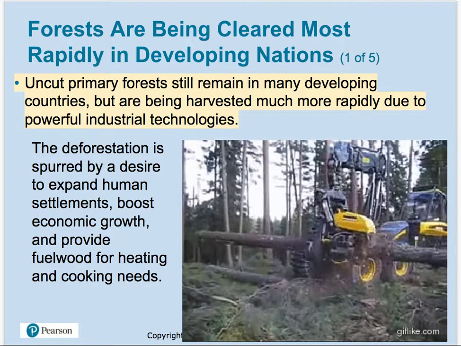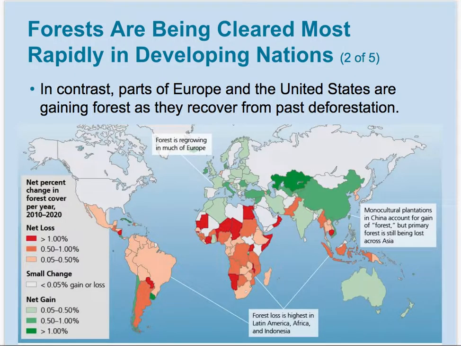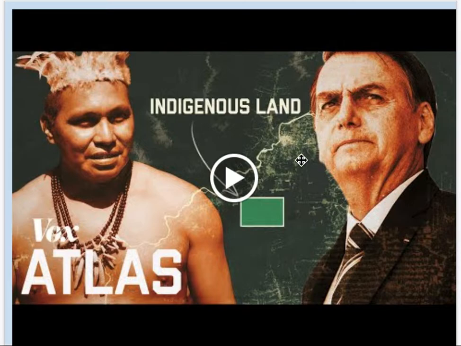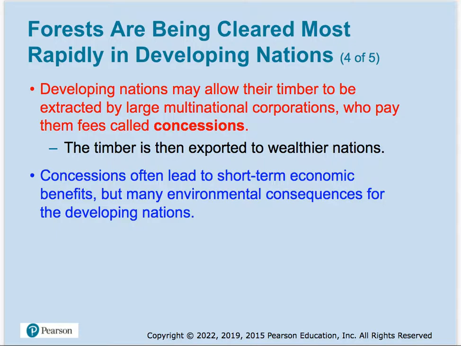So this is more on just logging. This is areas that have been clear cut or have been experiencing a net loss, like this orange and red in their forests, and some are having a gain. So Brazil, this is what it is looking like over time with their forest loss between 1975 and 2018. There's a really good video here by Vox with indigenous people that are protecting the forest. I recommend watching it in Brazil.